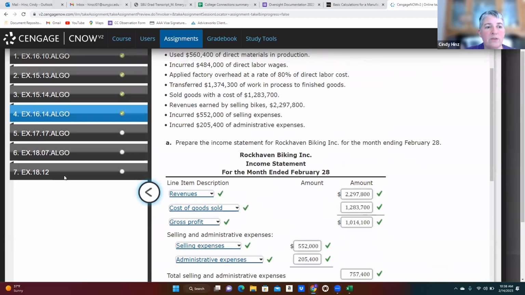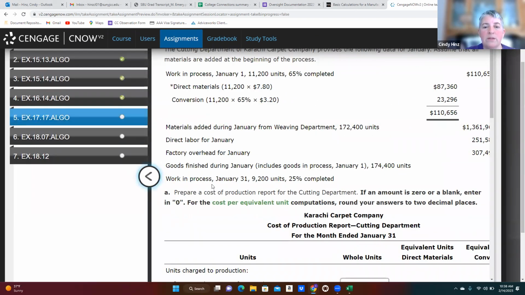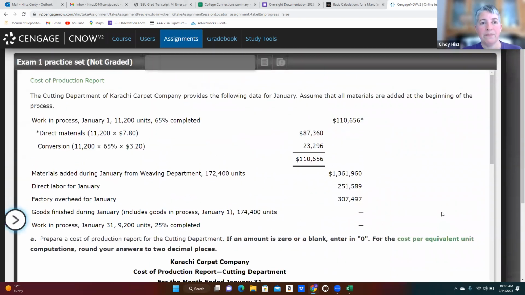Our next exercise is going to take us into Chapter 17, and so Chapter 17 is for companies using a process costing system. So we know for companies using a job order costing system, they have just one work in process account, and they have those subsidiary ledger cards that keep track of the costs that are being traced to each individual job. Depending on the size of your company, you might have just one job in process at any given time, or you could have 500. But still just one work in process account in that subsidiary ledger that keeps track of costs that accumulate for each of the individual jobs.